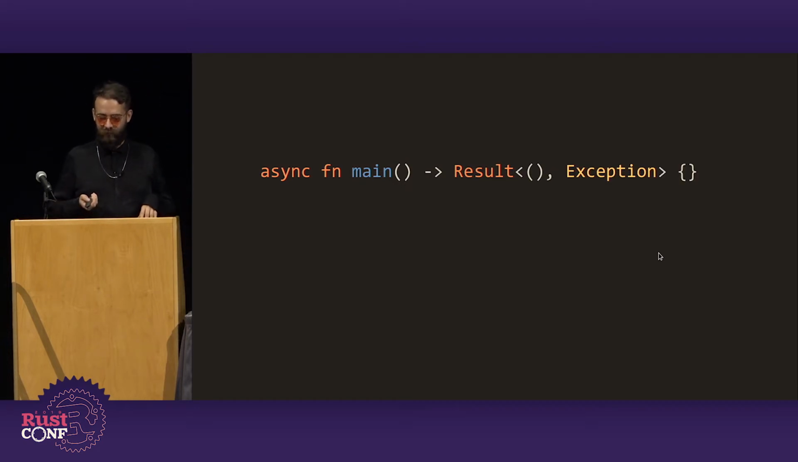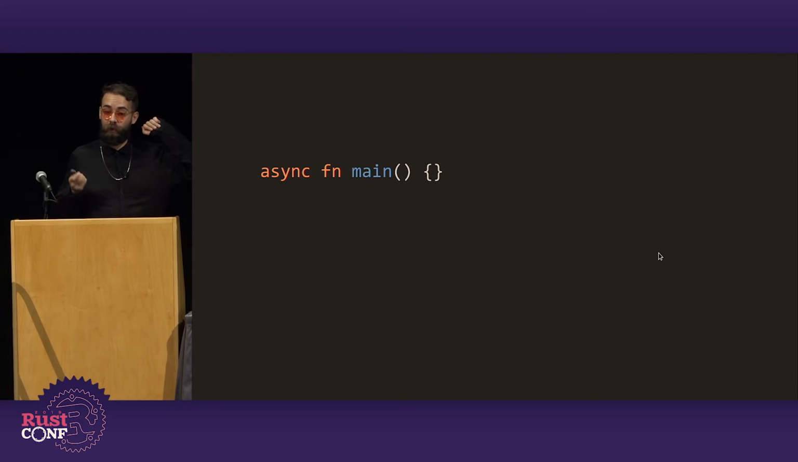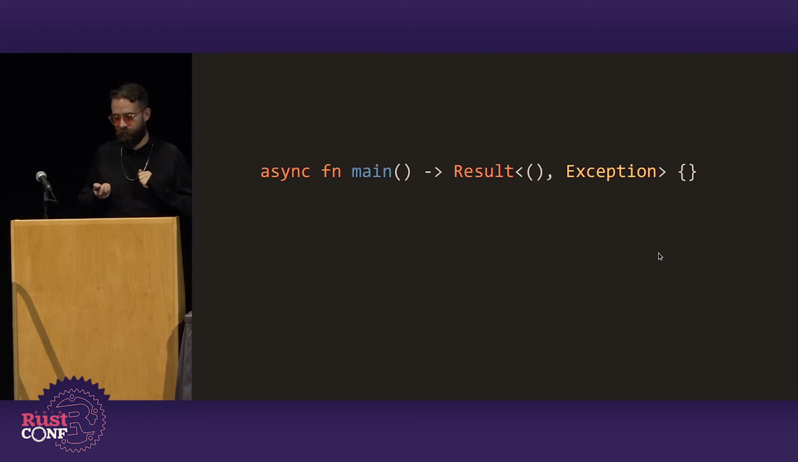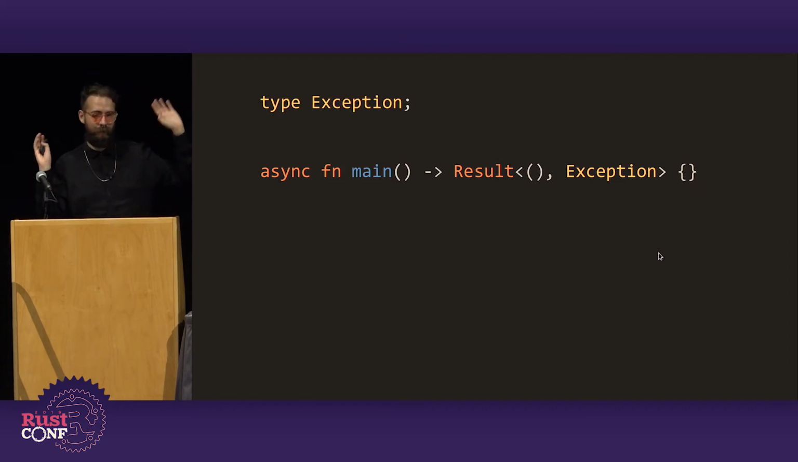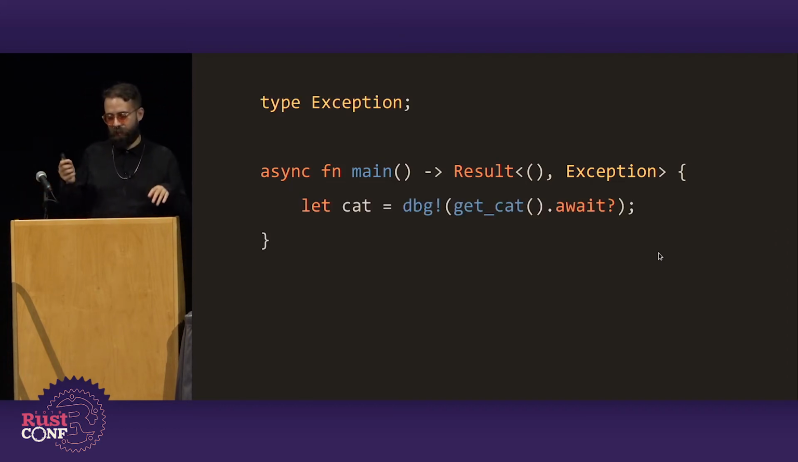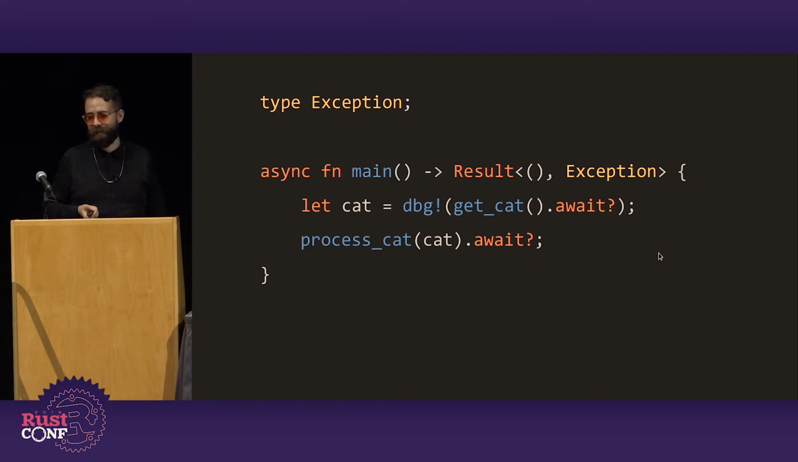All right. So we start off with async function main, which returns a Result. And it's going to return some form of error, which we're going to define in a bit. We just say, hey, this type Exception. All right. Then inside of it, we're going to do two things. We have a getCat method, which queries an API somewhere to get a cat. We wrapped it in debug for I forget why. And we have another method called processCat, which may or may not do some sort of I/O, might save it to a database.